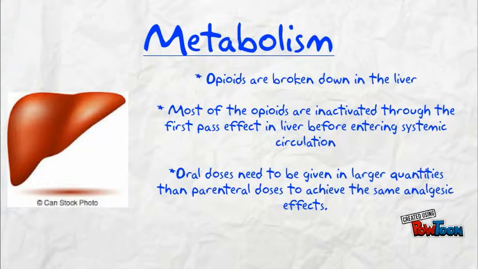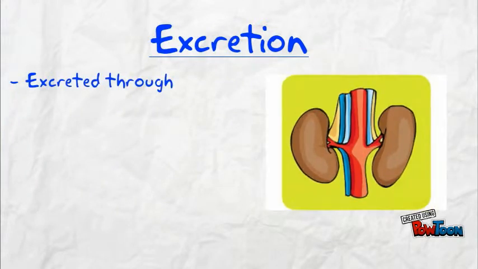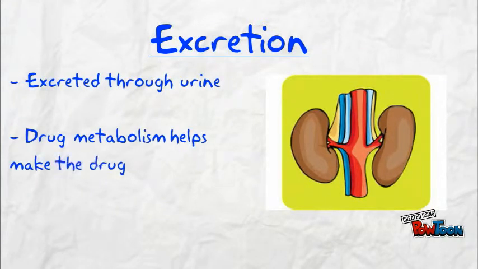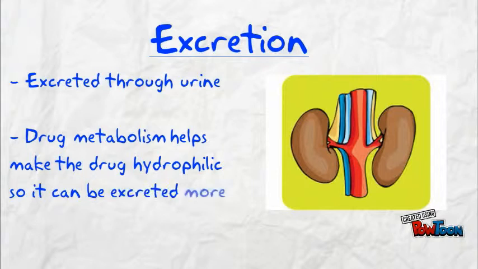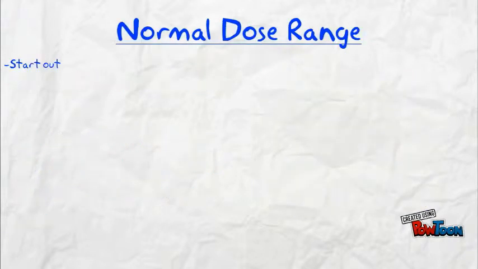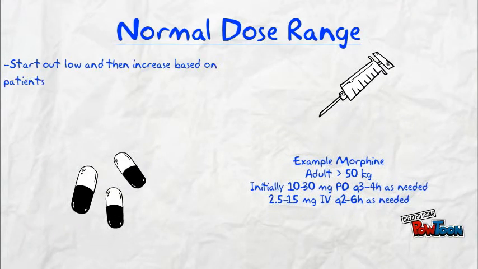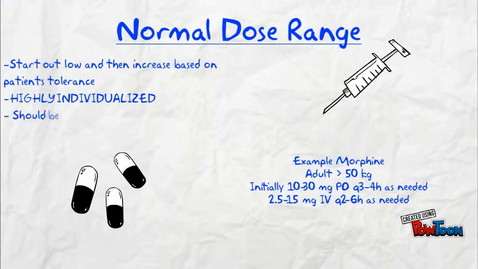Opioids are broken down in the liver, and most are inactivated through the first pass effect. Because of this, oral doses should be given in larger quantities than parenteral doses to achieve the same therapeutic effect. While opioids are metabolized in the liver, the kidneys excrete opioids by the processes of glomerular filtration and tubular secretion through urine.